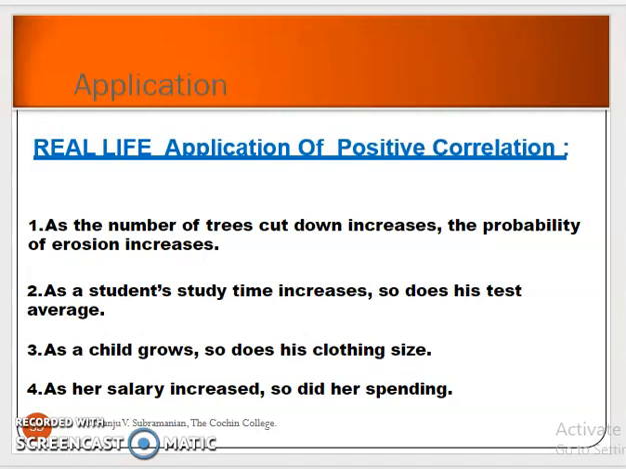Now there are certain applications in real life situations of positive correlation. As you all know, as the number of trees cut down increases, the probability of erosion increases, isn't it? And the cause of erosion is not only the cutting down of trees. There may be climatic factors, etc. Those are other reasons which we are neglecting. So this is one of the real life applications of positive correlation.